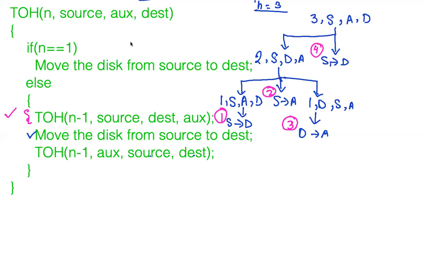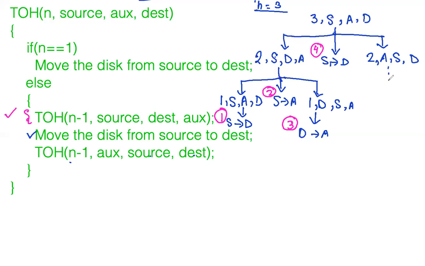Once this is over, the second recursive call will be made, and that will be on again 2, because n minus 1, where n is equal to 3 here, is 2. And now aux, source, destination. So what is my auxiliary peg here? A. My source is S and my destination is D.